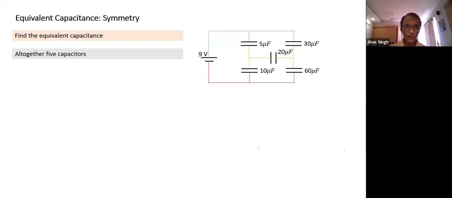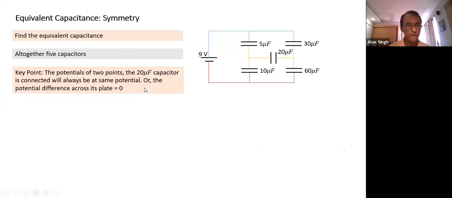So though there are 5 capacitors, if the potential drop across a capacitor is 0, how much charge will that capacitor have? The key point is that the 2 points across which the 20 microfarad capacitor is connected will always have the same potential. Even if I replace the battery with some other battery, it doesn't matter. The potential difference across these 2 points will be 0. They will always be at the same potential.